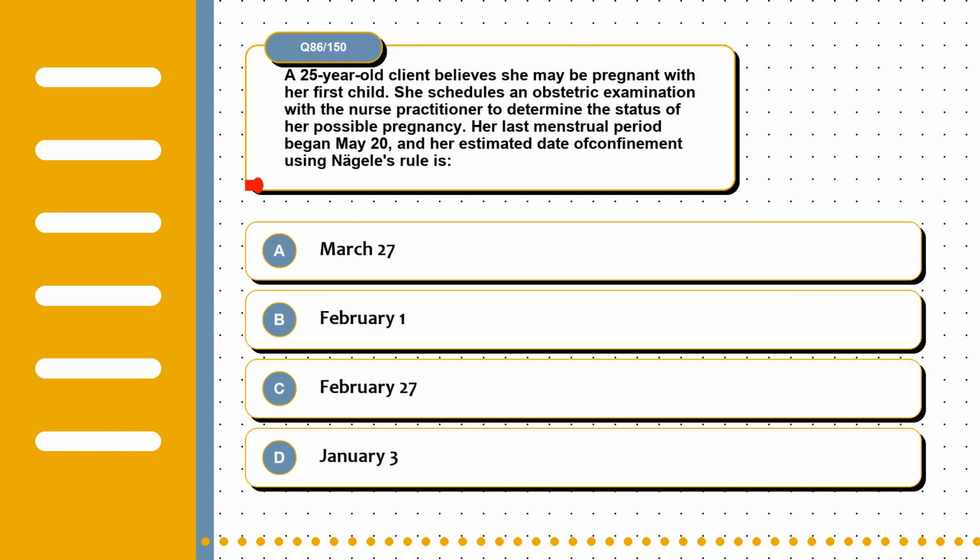Question 86. A 25-year-old client believes she may be pregnant with her first child. She schedules an obstetric examination with the nurse practitioner to determine the status of her possible pregnancy. Her last menstrual period began May 20, and her estimated date of confinement using Naegele's rule is, here are the options. Option A, March 27. Option B, February 1. Option C, February 27. Option D, January 3.